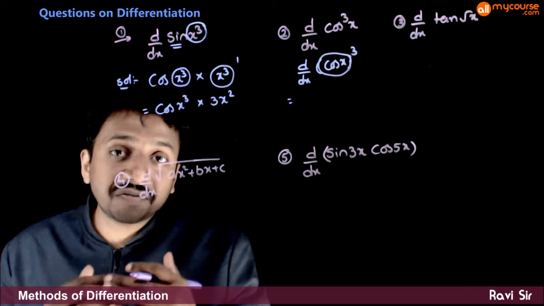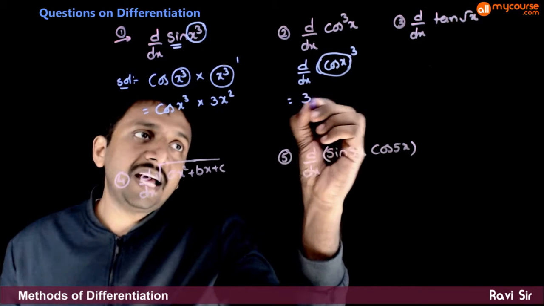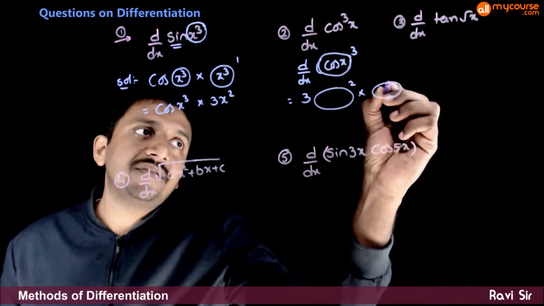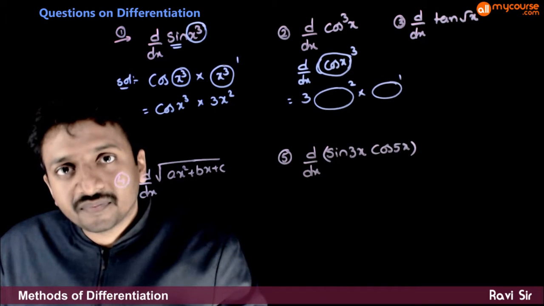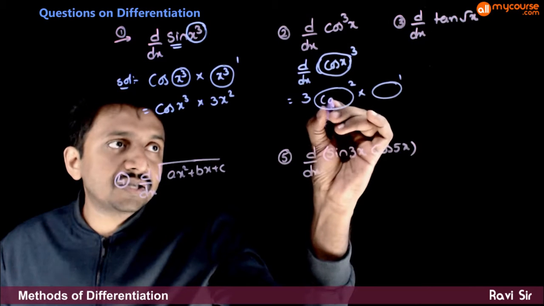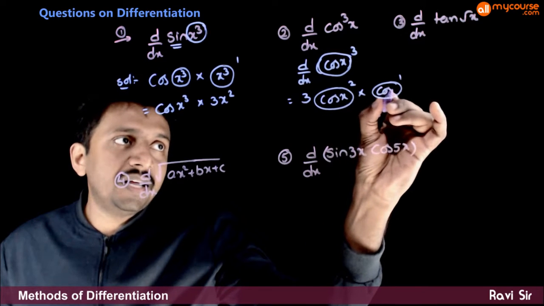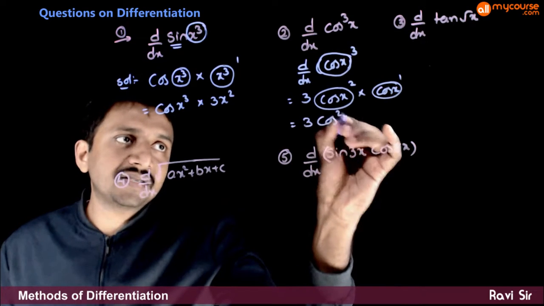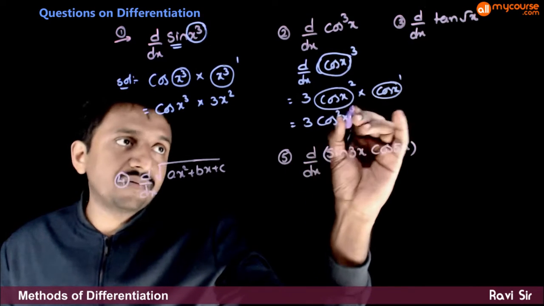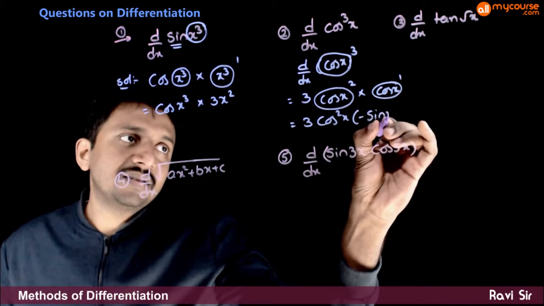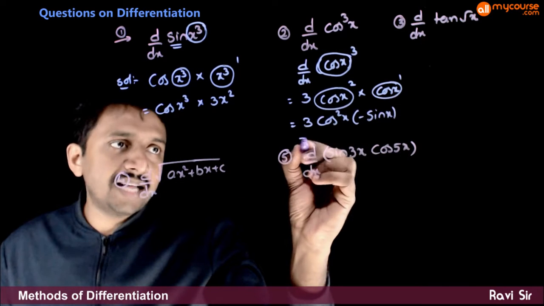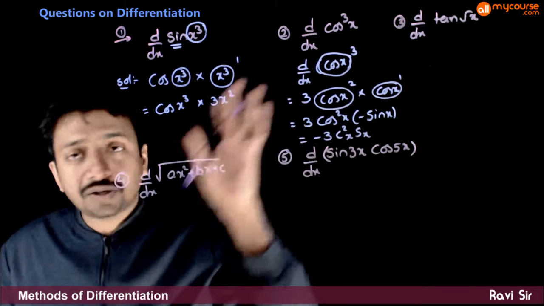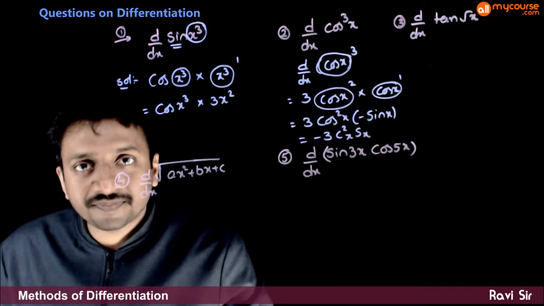So what is the differentiation of something whole cube? 3 times something whole square times the differentiation of this something. So here something is cos x. So I'll put it here and here. So that is equal to 3 times cos square x into the differentiation of cos x, which is minus sin x. So the answer is minus 3 cos square x sin x. That's the differentiation of cos cube x.